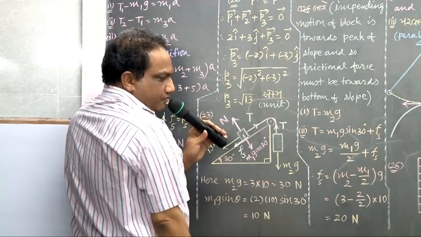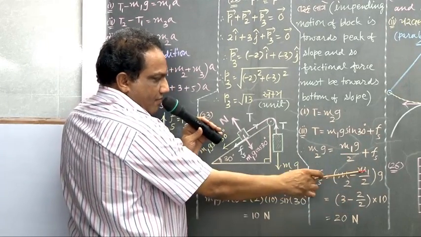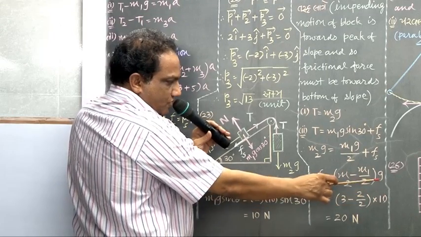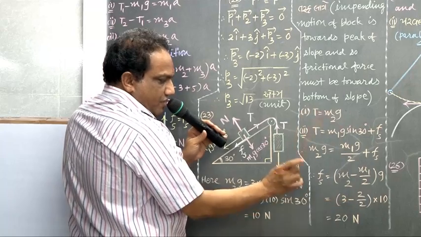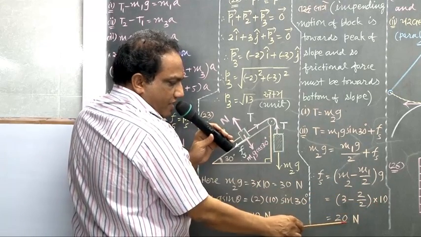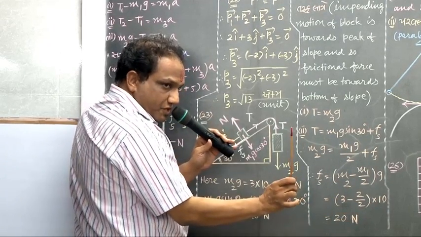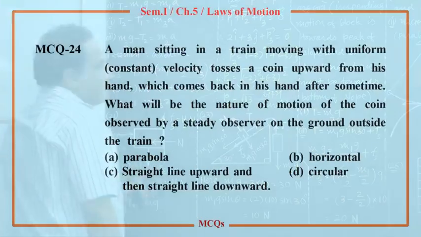M2 is 3 kg, M1 is 2 kg upon 2, G value is 10 meter per second square. 2 upon 2 that is 1, 3 minus 1 that is 2, 2 into 10 that is 20 Newton, 20 Newton. Okay, next.